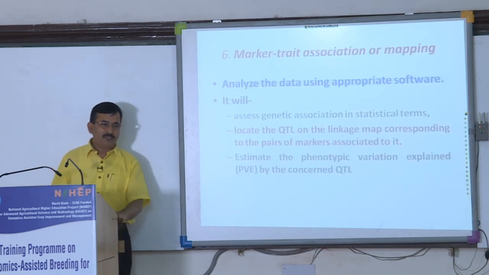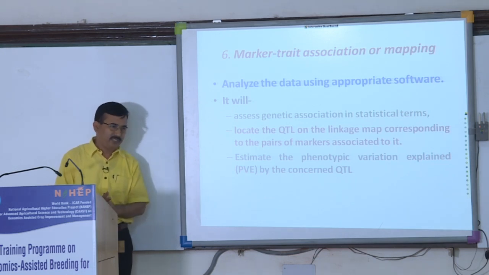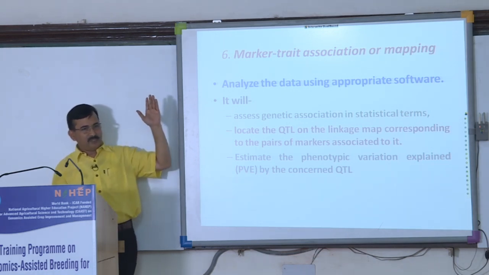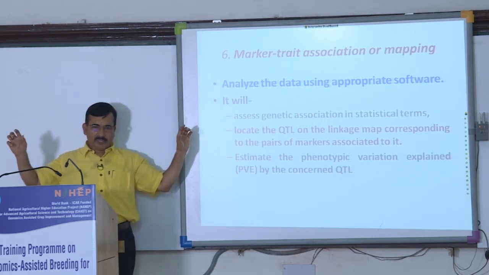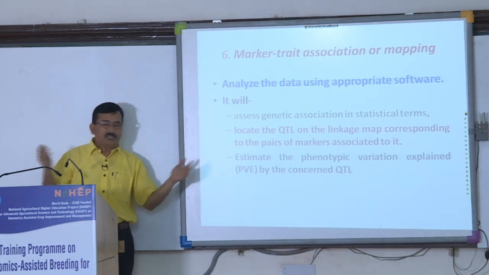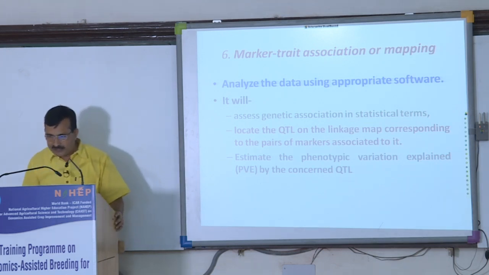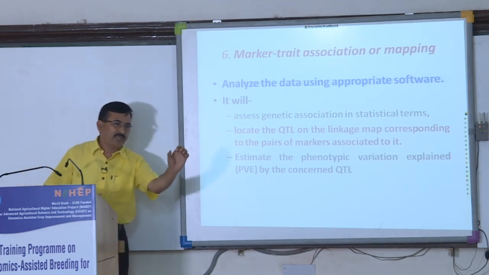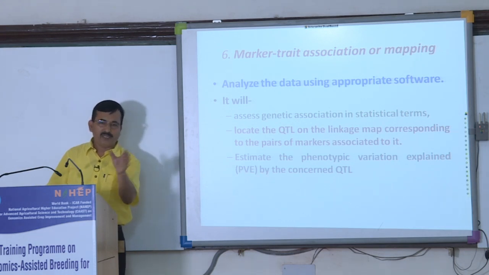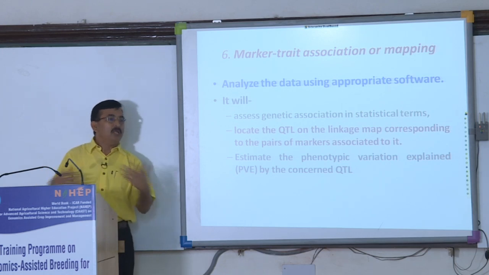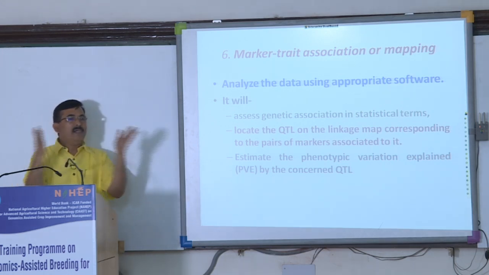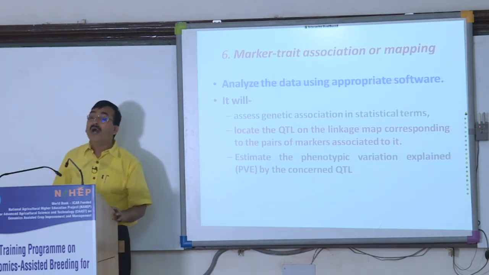Then finally, you do the marker trait association. As we said, the first capital A one group, small a one group, okay. Then you take the yield data, do the statistical significance, then you get, oh yes, this marker is associated with this QTL, this marker is associated with this QTL, and this marker is not associated. So that is called marker trait association.